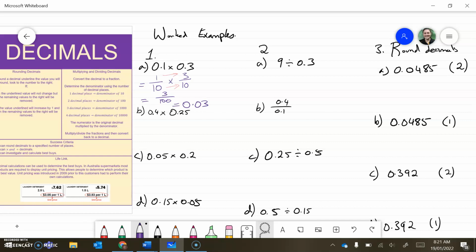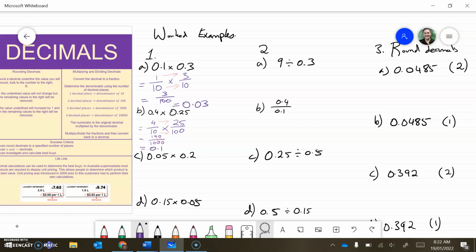Example B, we've got 0.4, so that is 4 tenths. And then our second value here is 0.25, that's got 2 decimal places, so my denominator will be 100, so that's 25 over 100. So 4 times 25 is 100. 10 times 100 is 1,000. You can cancel out your zeros. So we've got 1 tenth. So 1 tenth as a decimal is 0.1.